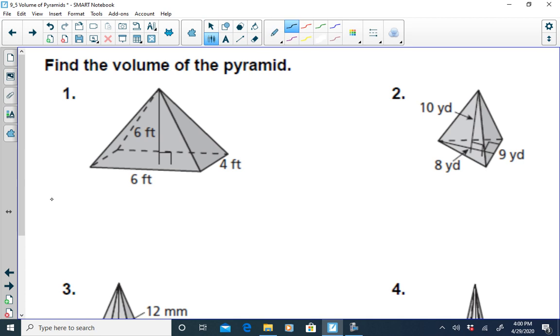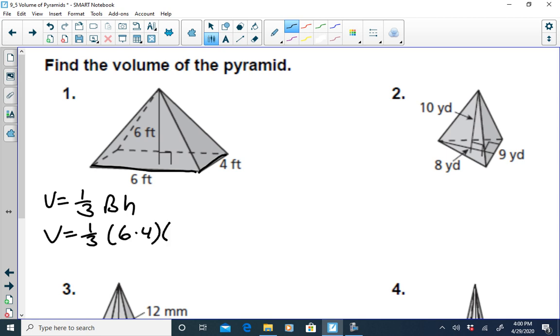Okay, let's try. Write our formula: volume is going to be 1/3 base area times the height. Your base area here is a rectangle, length times width. That's going to be 6 times 4, times the height of the pyramid, that's going to be 6. When we multiply 1/3 times 6 times 4 times 6, we get 48 cubic feet.